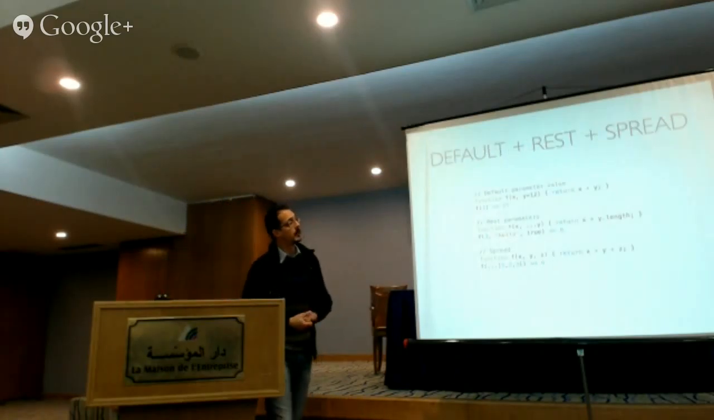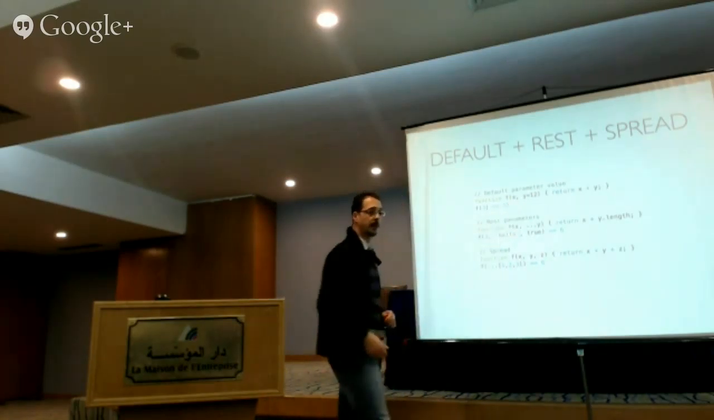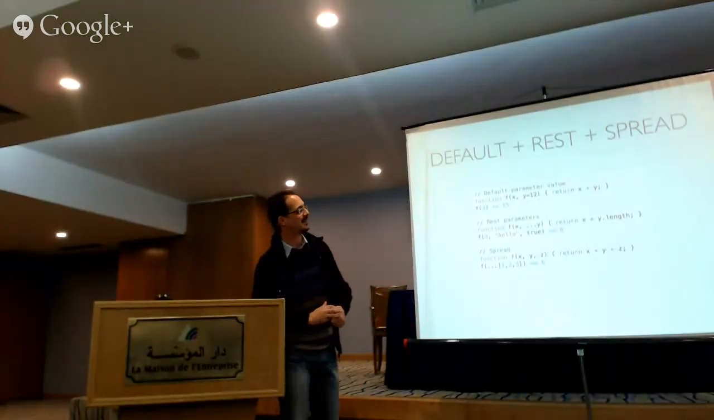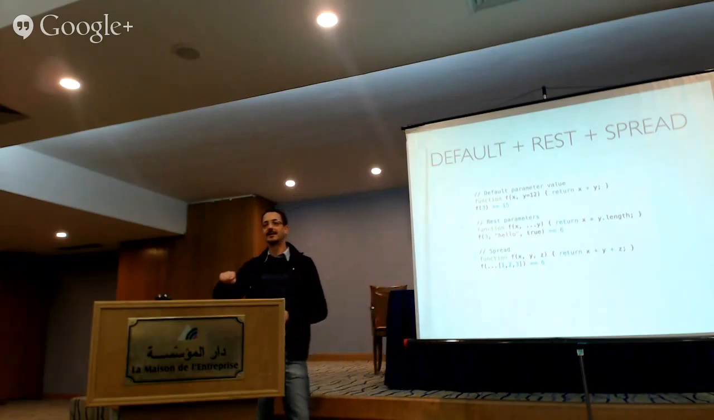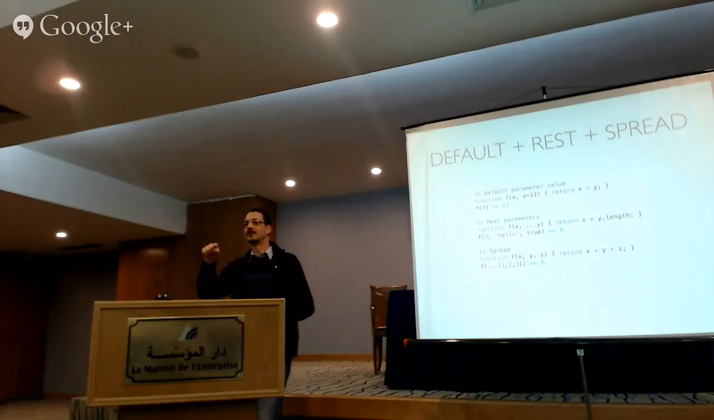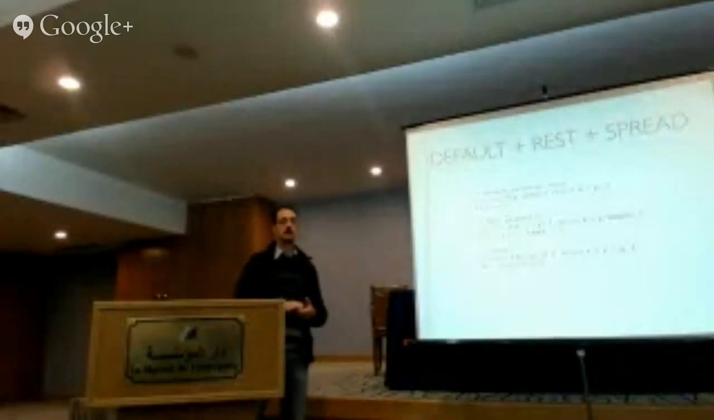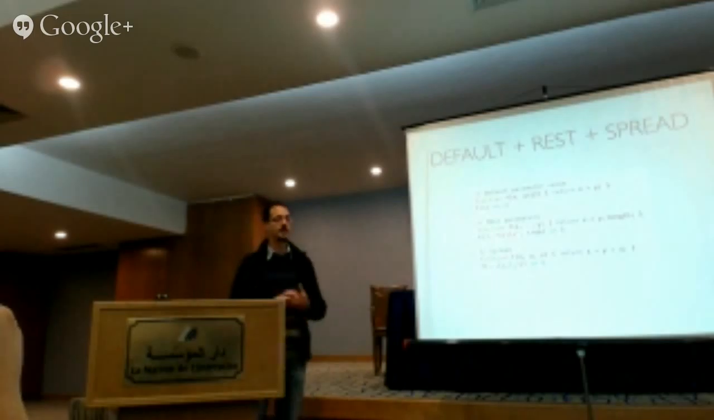Here, default, rest, and spread for functions. We have this long-awaited default value for function parameters. Normally, you would do, if not y, y equals something or something, to make sure of the parameters. Rest parameters are to replace the arguments object, which is not very nice to use, let's say.